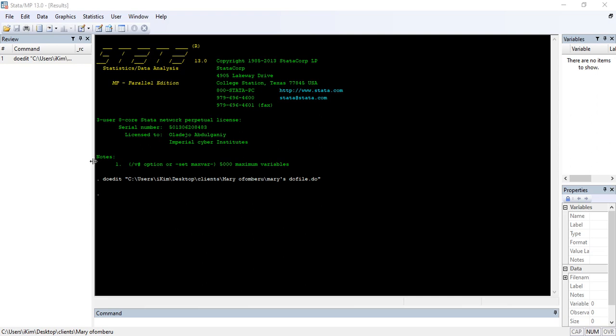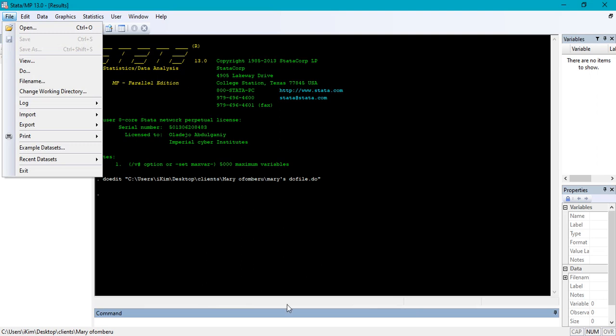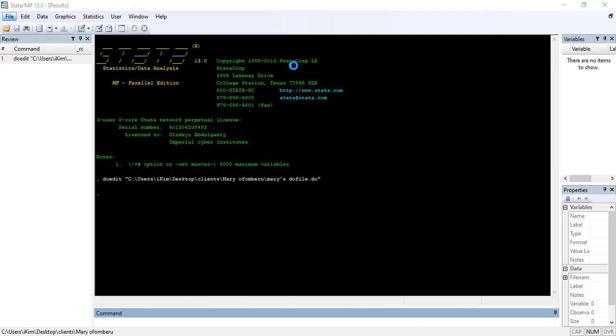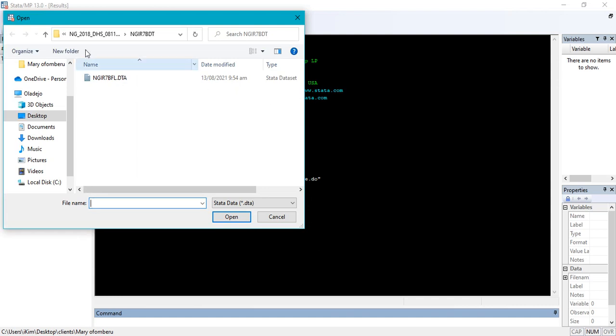So now, first we have to open the data itself. So let's start this way. You can use two methods, either by using the command line or by just using the point and click interface, the graphical user interface. So you can use that to get your data. This is the simplest way.